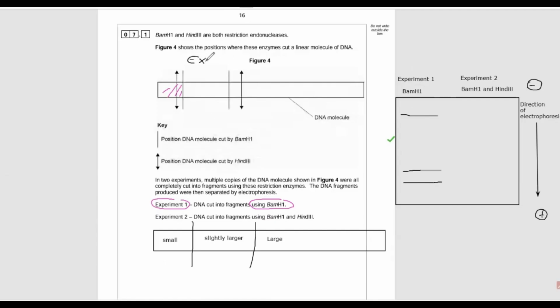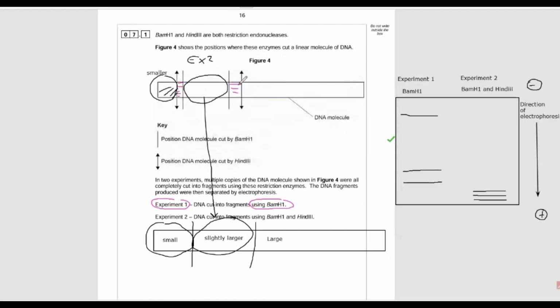But now we're going to look at experiment 2. Basically, the diagram they've given us in the exam paper is experiment 2. So we've got this smaller fragment here. It's even smaller than the one from experiment 1. So actually, hold on, I want to do it down here. It's going to have traveled the furthest. There's an even smaller one here I've shaded in pink, and these two in pink are even smaller than our first one. So I'm going to want 3 lines down here, and they've all gone further than the smallest one in experiment 1, because they're all smaller.